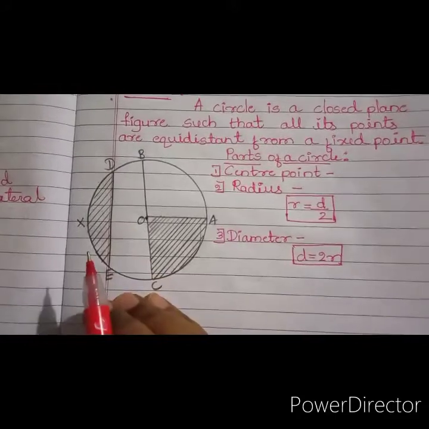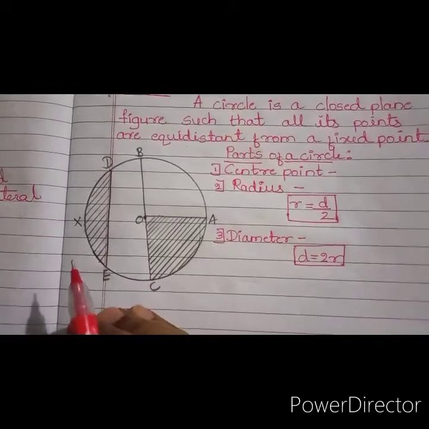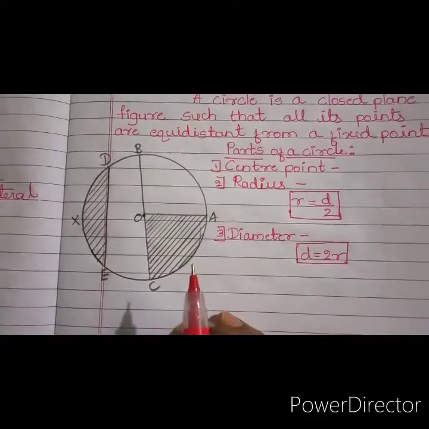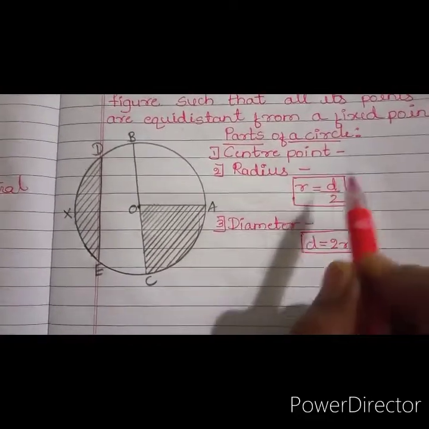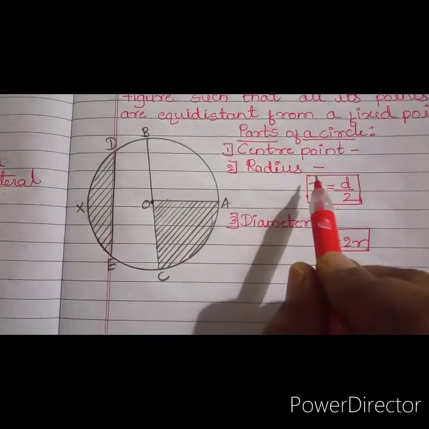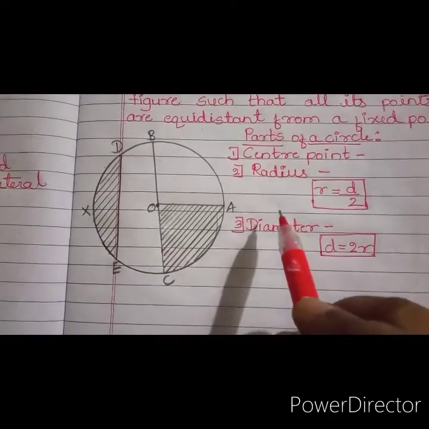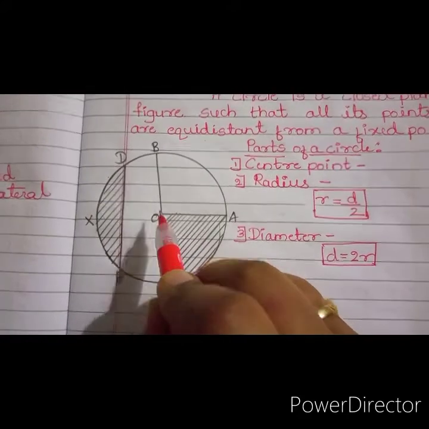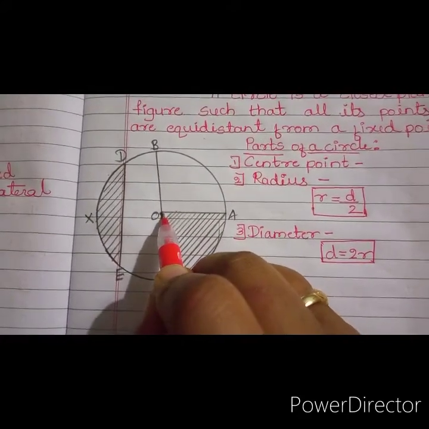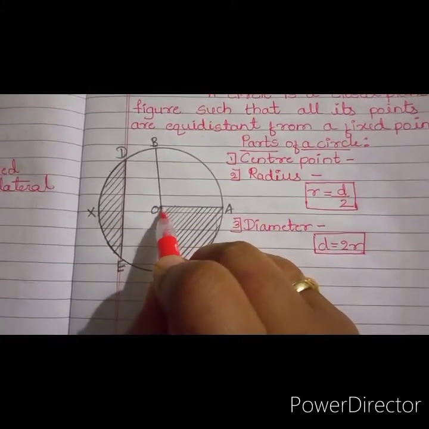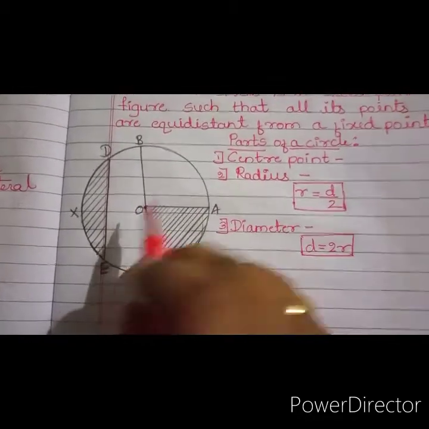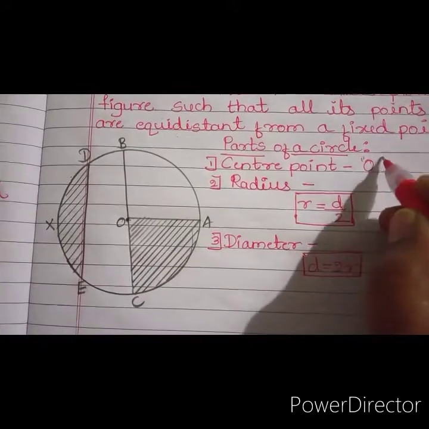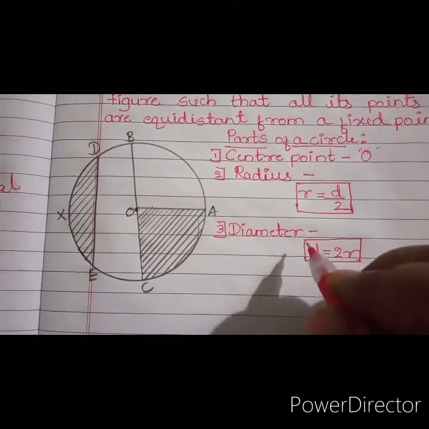From the figure, this one is a circle. So from the figure, we can learn parts of a circle. In the parts of a circle, the first one is center point. So what do you mean by center point? The fixed point, already it is in the definition. The fixed point is called center point of the circle. So from the figure, O is called center point.